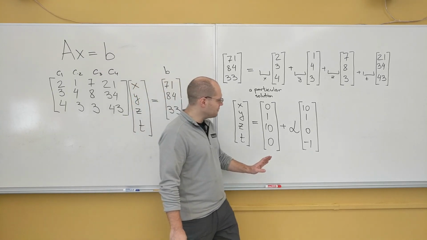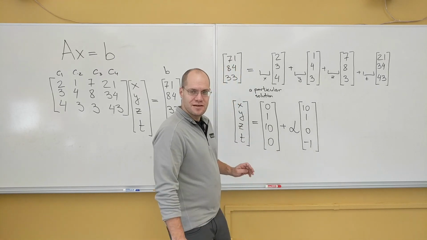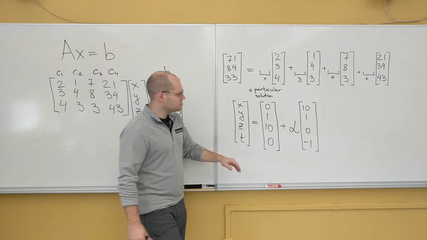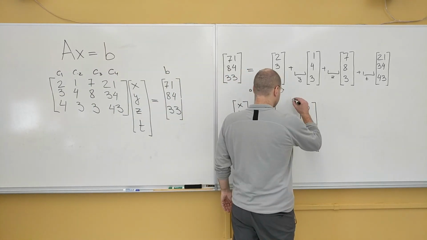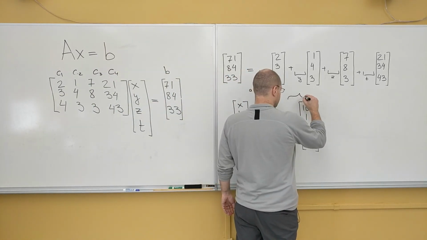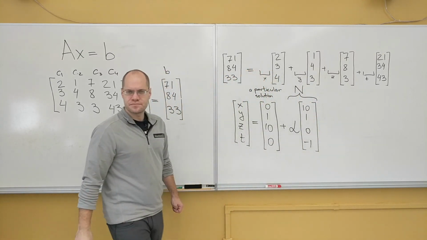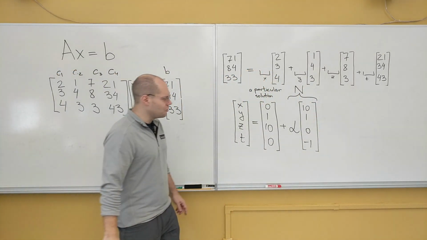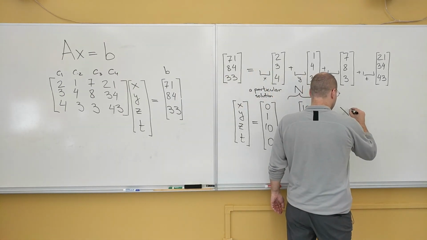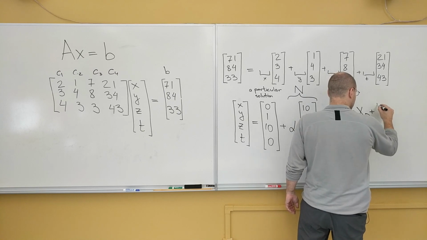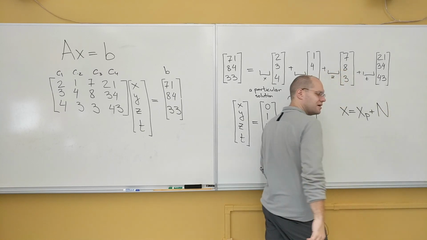And so whenever you have Ax equals b, the solution always looks like a particular solution plus the null space, denoted by the letter N. So the solution always has this form: a particular solution plus the null space.